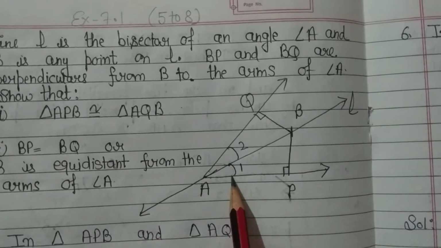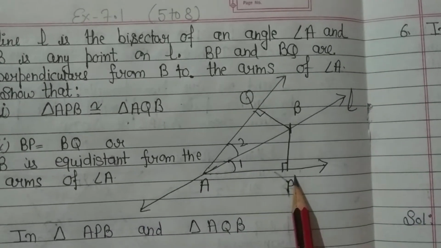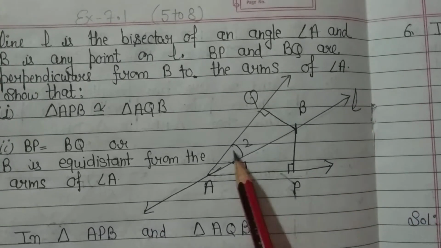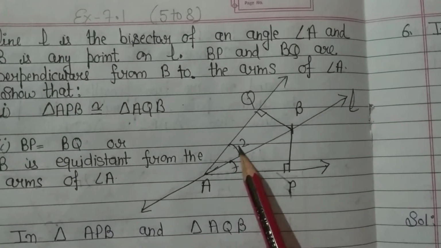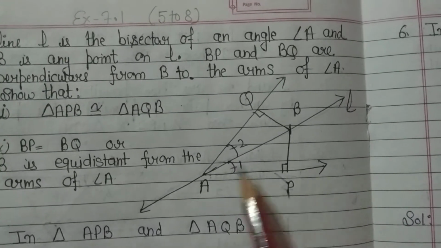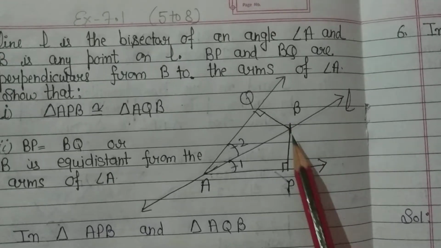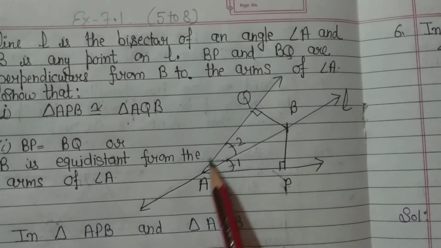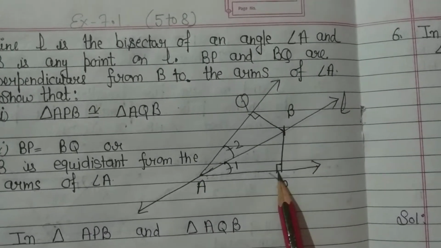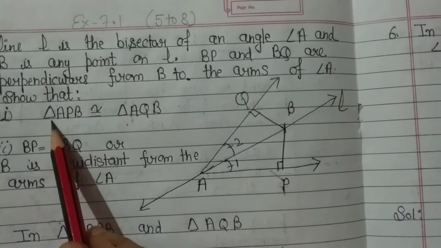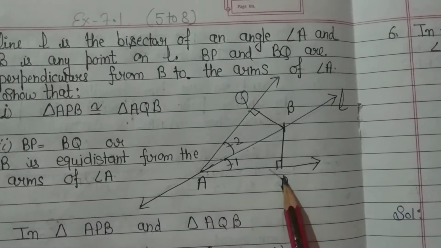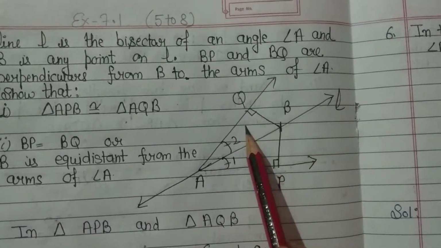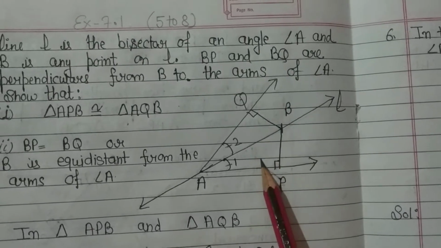Now this is angle A, or you can say angle QAP, and this line L is the bisector of this angle. It means angle 1 is equal to angle 2. Now here BP and BQ, these both are perpendiculars to the arms of the angle A. Now you have to prove triangle APB, this triangle, and AQB, this triangle, both triangles congruent.